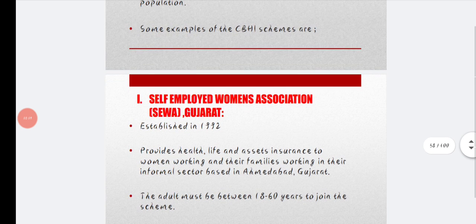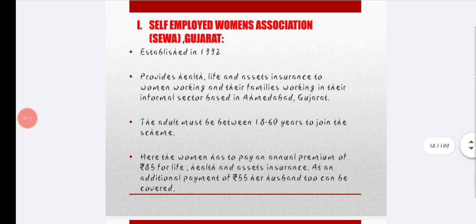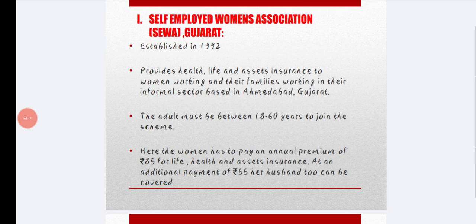Some examples under CBHI schemes are the Self Employed Women's Association, that's in Gujarat. It was established in 1992 and provides health, life and asset insurance to women working, and their families, in the informal sector based in Ahmedabad, Gujarat. Okay, informal sector means if they are working in their home or in their own association, then if any problem occurs, the insurance will be given through this.